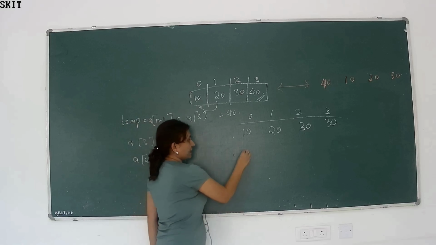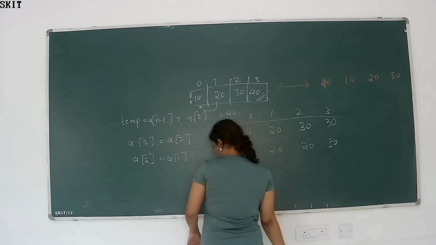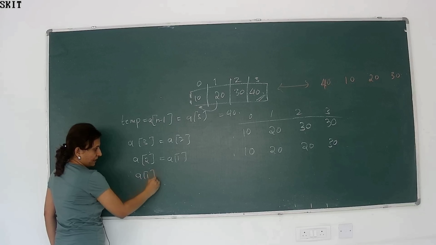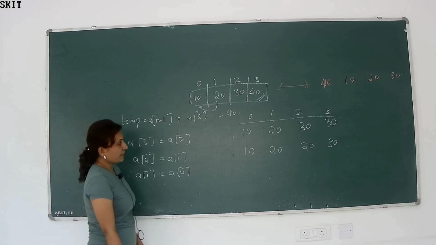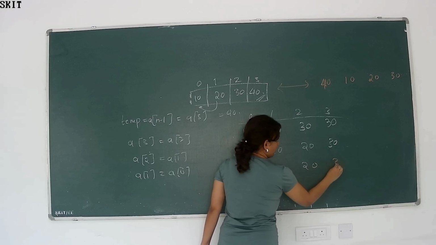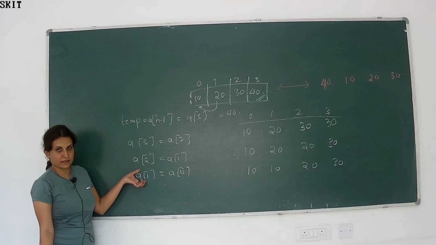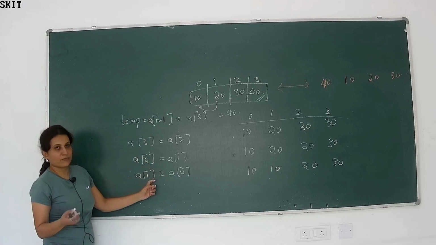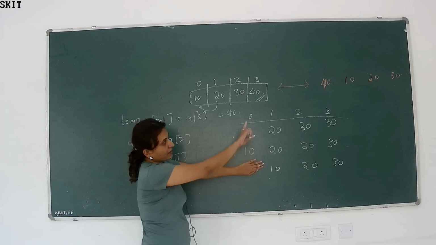What will happen? In first position, in a of 1, I have to put whatever is there in a of 0. Correct? What will happen? 10 will go here. None of the other things will change. Only thing which will change is this left hand side of equal to. Here a of 3 changed, here a of 2 changed, here a of 1 changed. Now is there anything else to do? No, because if you notice, this part is proper right now.